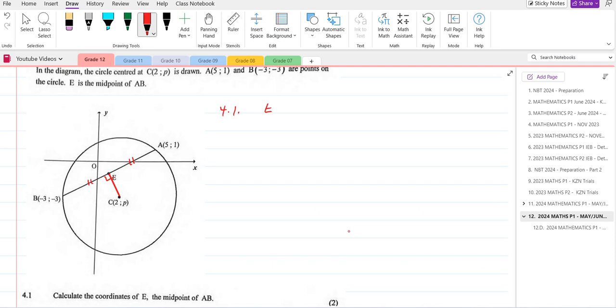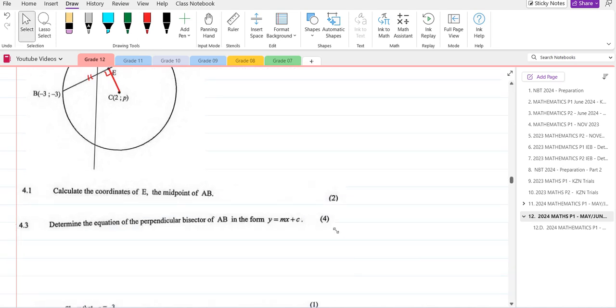Coordinate of E is 5 minus 3 divided by 2. Adding the 2 x values dividing by 2. Add the 2 y values divided by 2. So 1 minus 3 divided by 2. So that is E. What's the coordinates of E? That's 2 divided by 2, which is 1. X value is 1. Y value should be negative. Minus 2 divided by 2, so negative 1. 1 and negative 1. I hope you guys understood that. Next question.